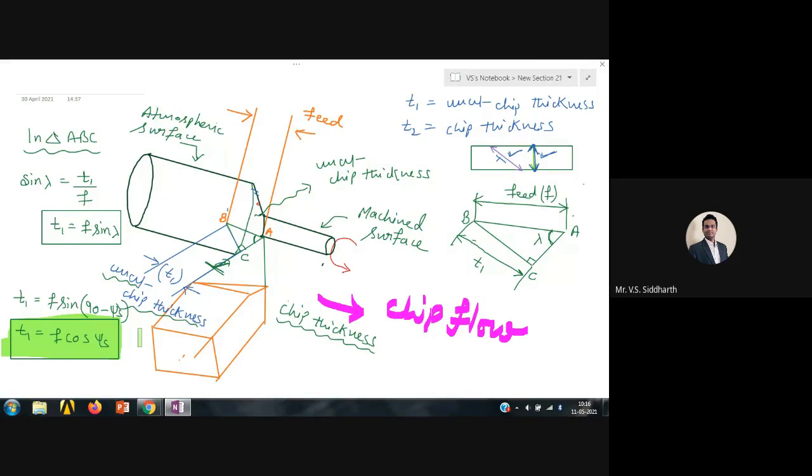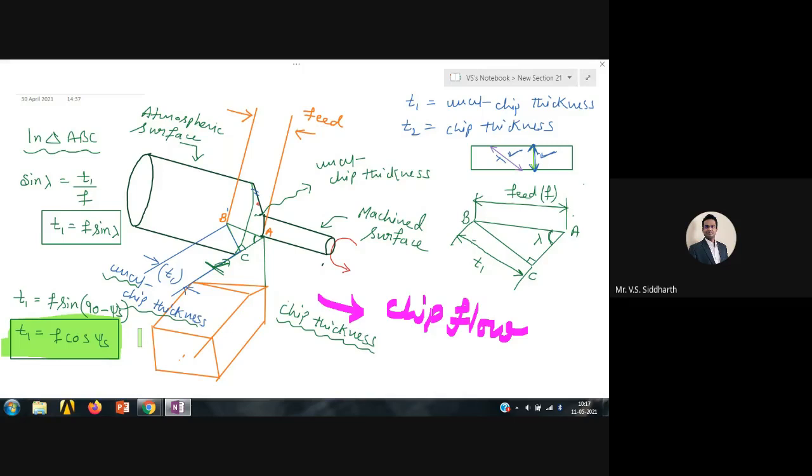And if neither the side cutting edge angle nor the feed is given, in that case you will assume the depth of cut as the feed. Depth of cut is never actually equal to feed. But in the question, if no other data is given and you have to calculate the ratio of T1 upon T2, then you will assume that the uncut chip thickness is equal to the depth of cut. But in this particular case, we have the value of psi s and the value of feed, so that's why we will calculate our uncut chip thickness as F cos psi s. Okay.